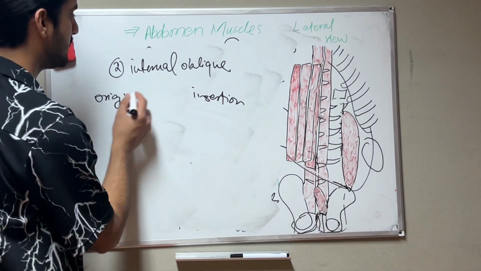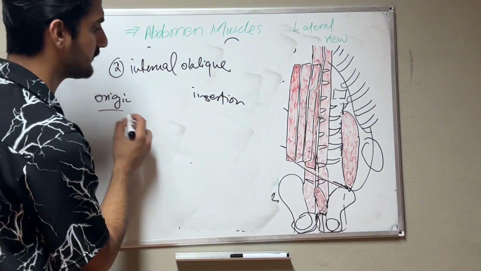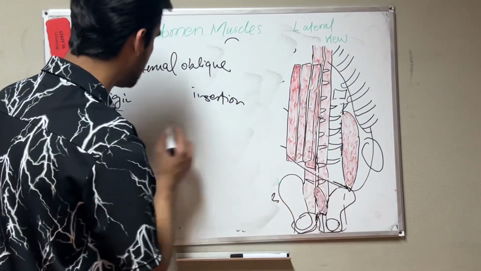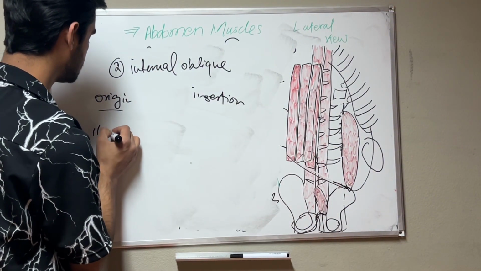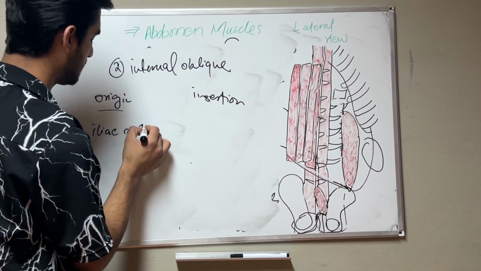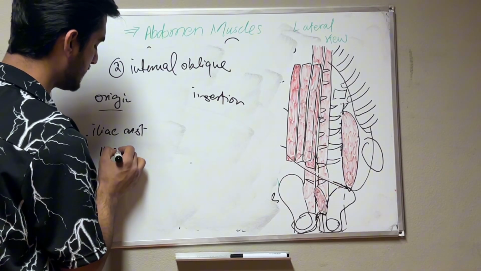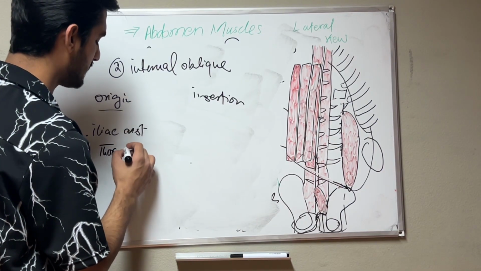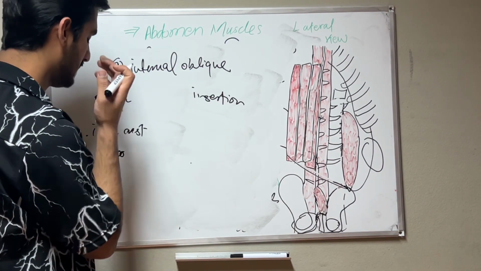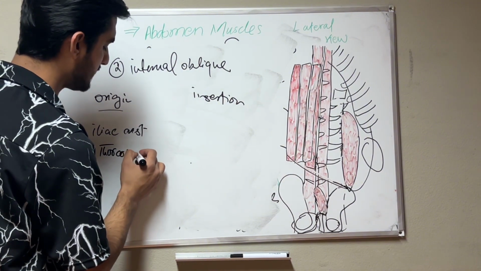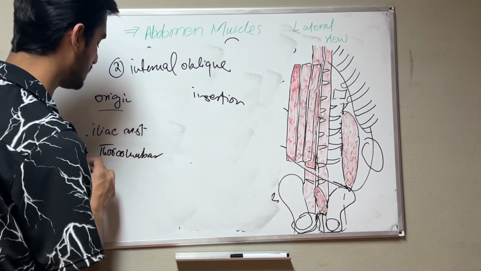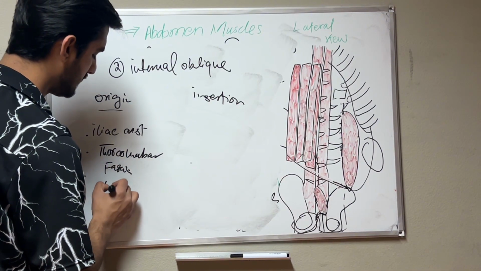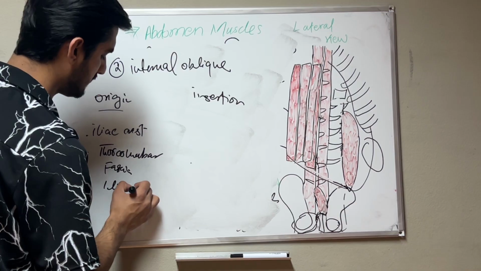Regarding the origin of the internal oblique muscle, it originates from the iliac crest, the thoracolumbar fascia, which is located in the back muscles, and the ilioinguinal ligaments. We already discussed the thoracolumbar fascia.